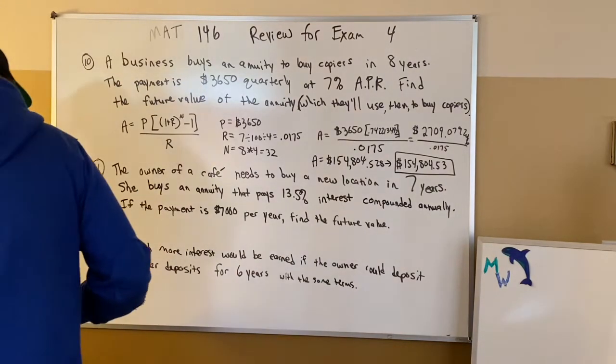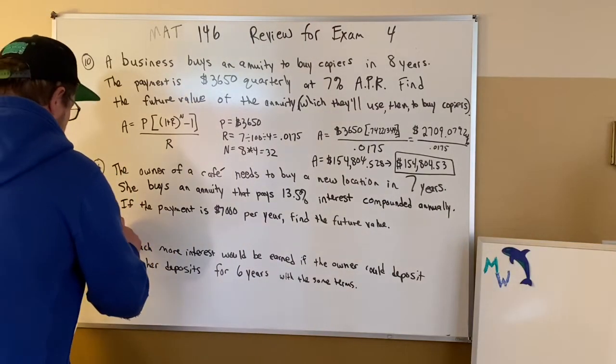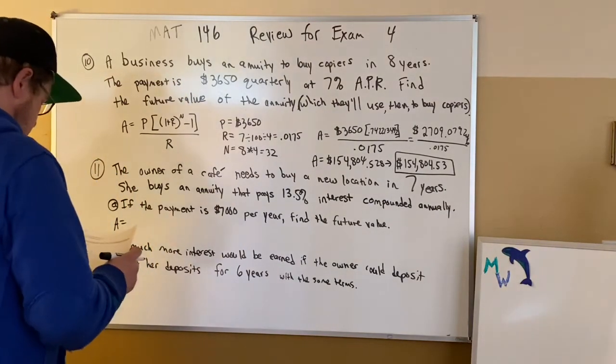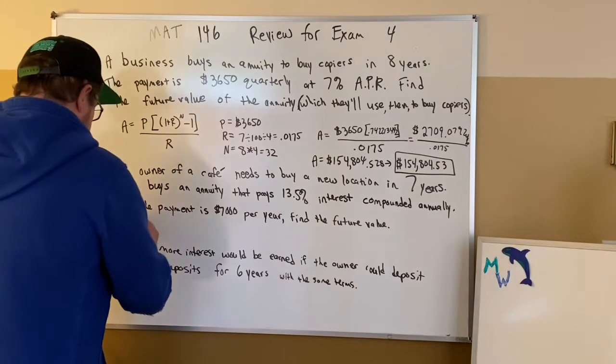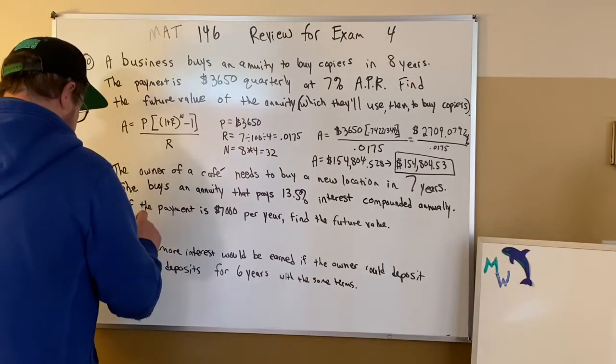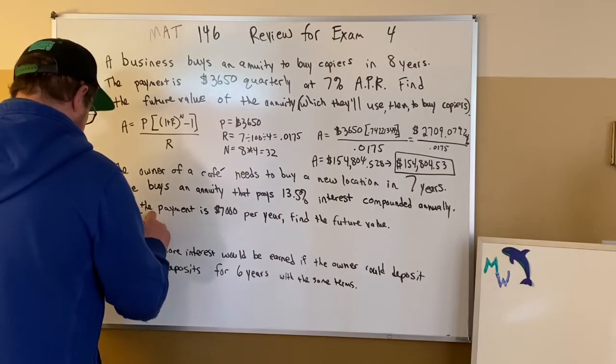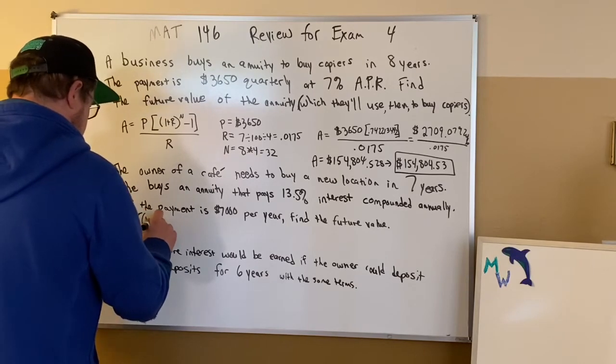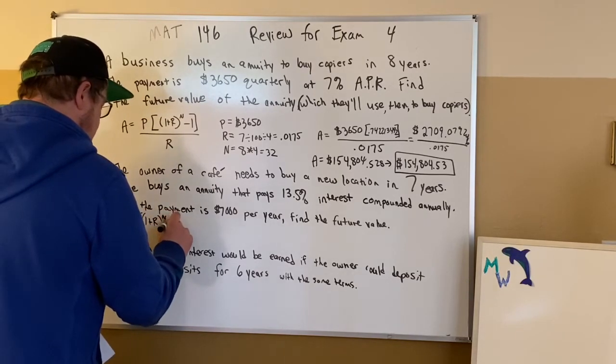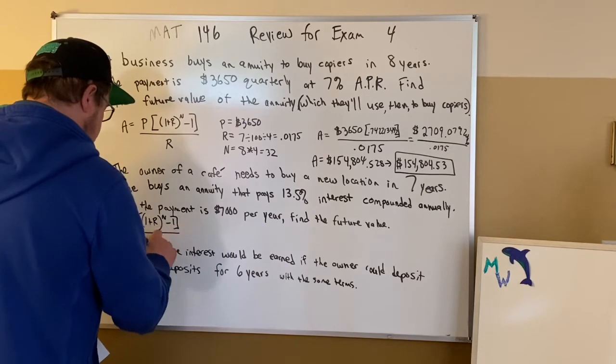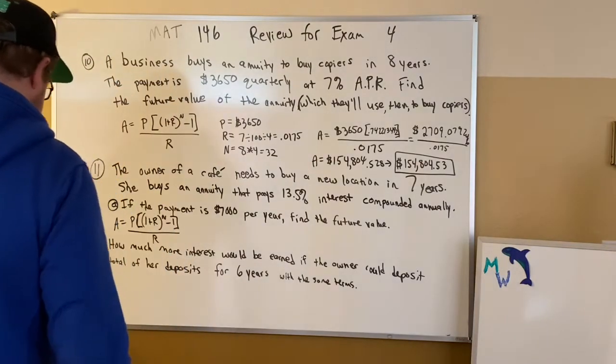So this is an annuity problem. We want to see what it's worth. So that's where we need to put in the payments, which is $7,000. And here, we're going to go 1 plus r to the power n, then subtract 1 in the square brackets and put the whole thing over r. So very similar to what we just did in 10.